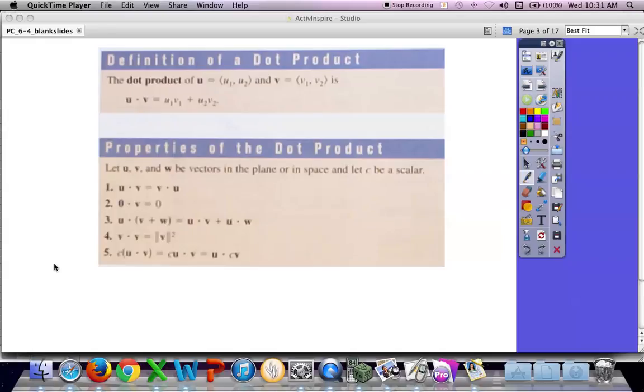Distributive, right? If you dot a vector with itself, you actually get the square of the magnitude. And the last one, if you multiply the dot product of two vectors by a constant, that's the same thing as having multiplied just one of those vectors by the constant and then taking the dot product. So it wouldn't matter if you do c times u dot v or u dotted with cv. It's going to be the same thing.